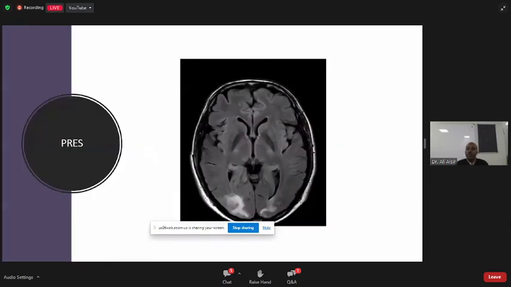This is a picture of posterior reversible encephalopathy syndrome, and the signals are usually limited to the posterior occipital lobe. And if it is not treated, they might end with blindness, because this is the visual cortex.